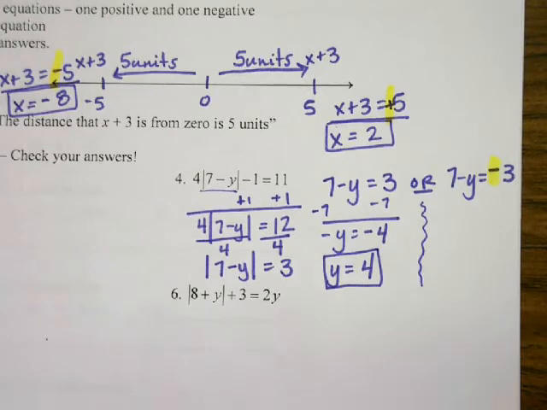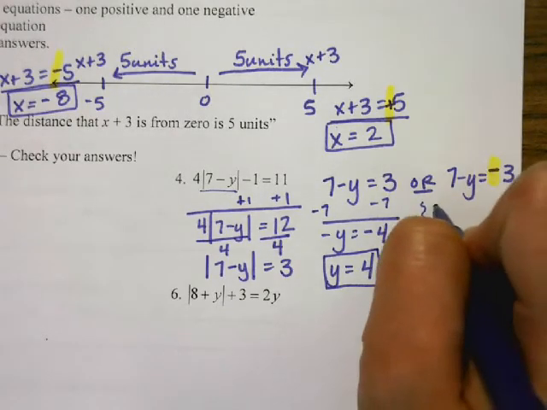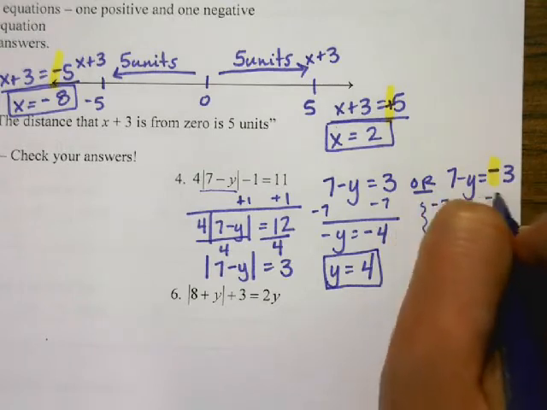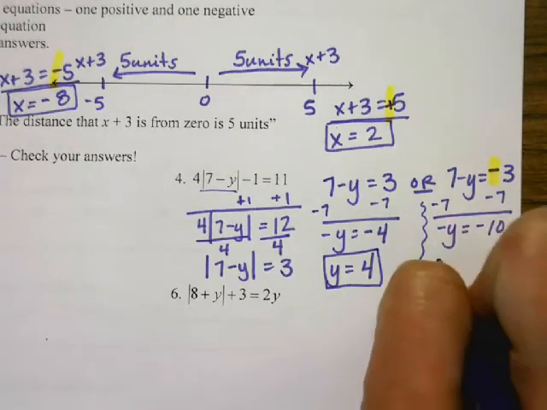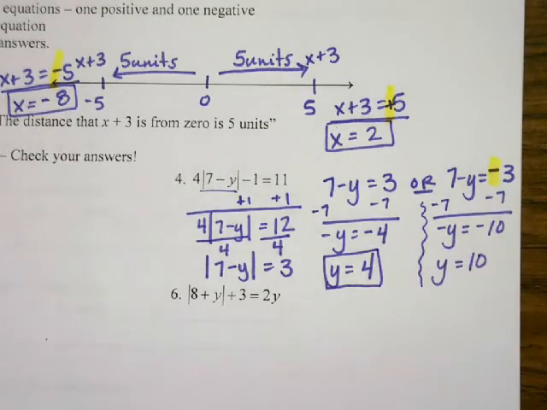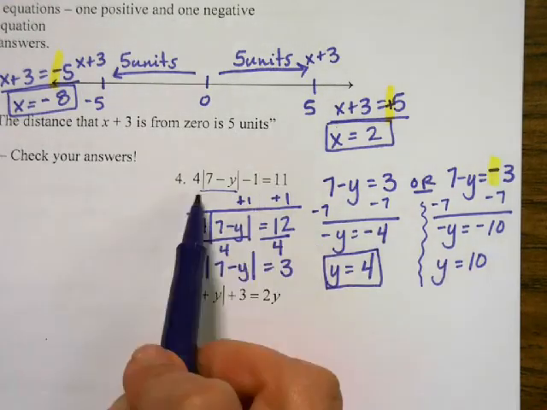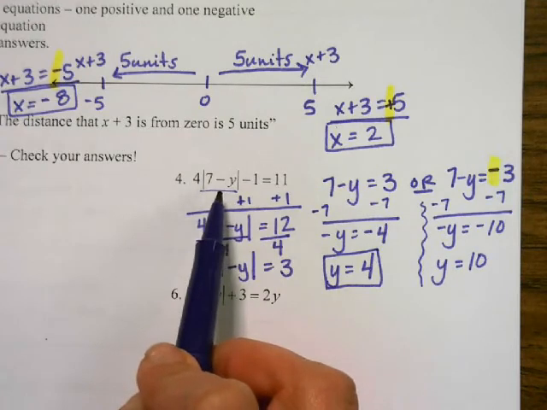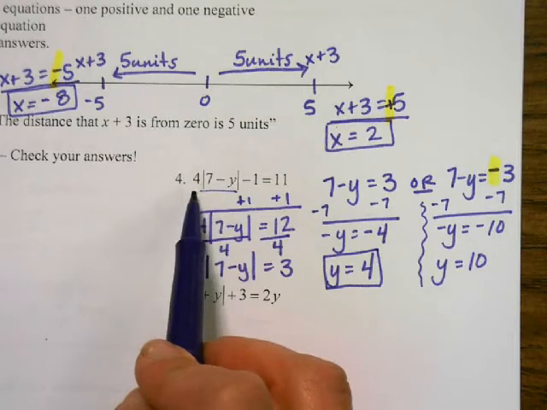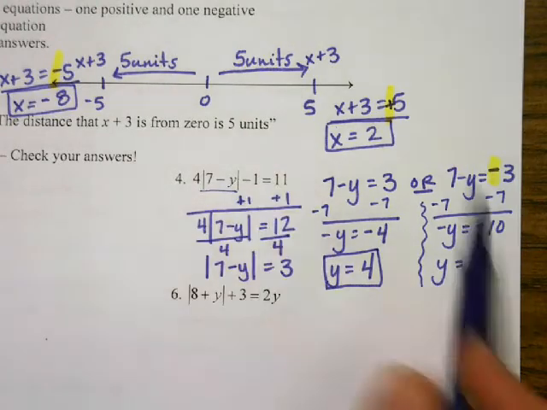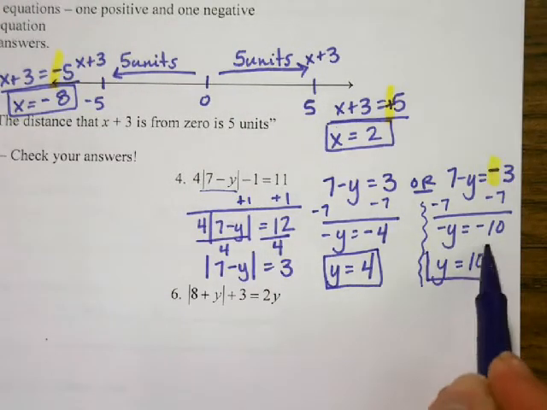Okay, subtract 7 on my other equation. Negative y is negative 10, so y is positive 10. Let's check it. 7 minus 10 is negative 3. Absolute value of negative 3 is positive 3. Times 4 is 12. Minus 1 is 11. They both work. This guy has 2 solutions.